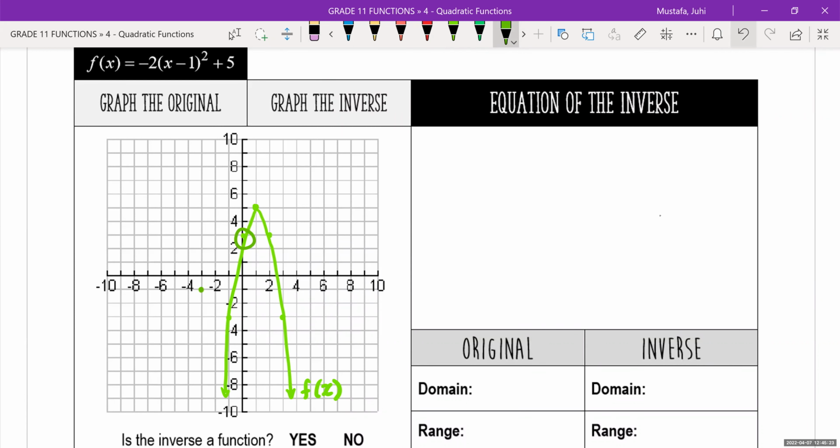Then the vertex here is 1, 5. Switch those, you're going to be graphing at 5, 1. I realize you can't really see that color. Okay, then just keep going. So 2, 3 becomes 3, 2. 3, -3 becomes -3, 3. You might have to flip your page around.